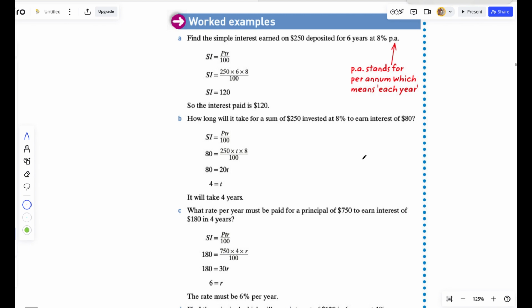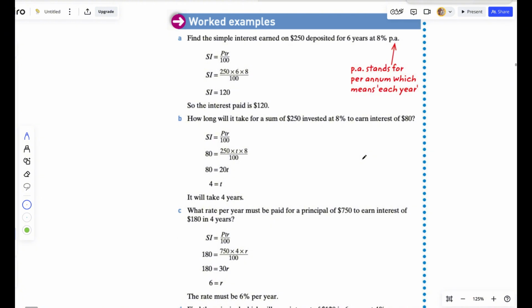Okay, let's start with the first question. The first question says, find the simple interest earned on $250 deposited for 6 years at 8% per annum. Now let's take a look at this question.